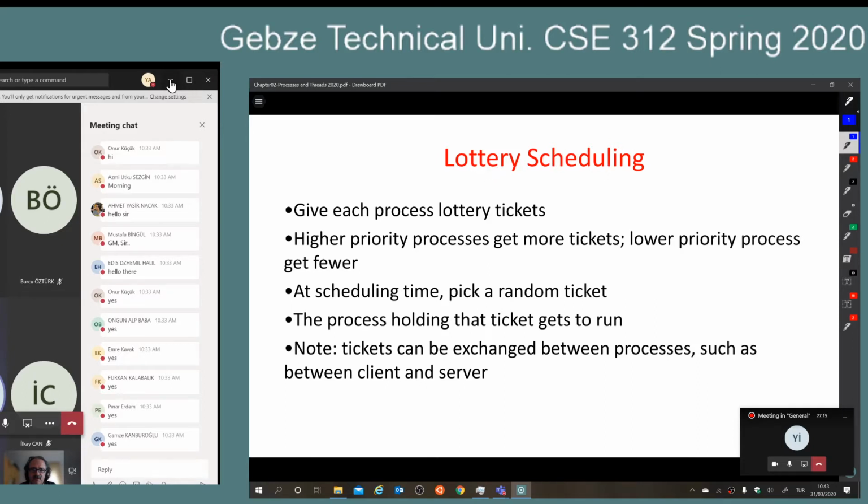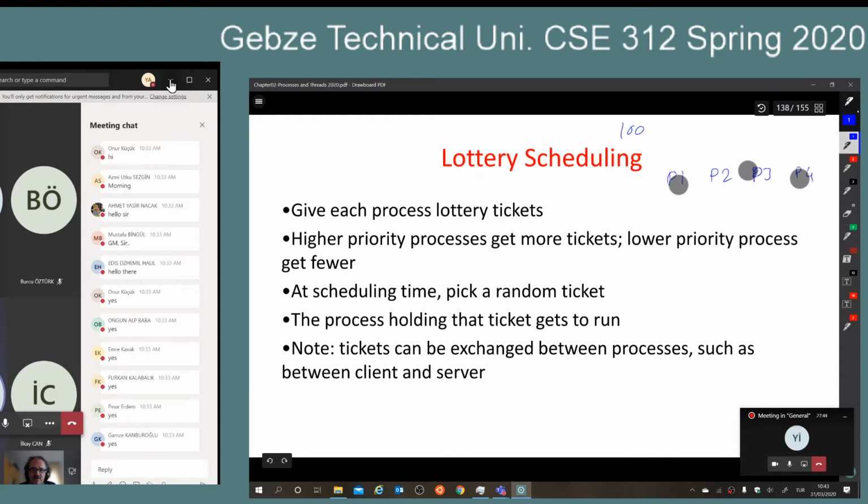Let's say I have P1, P2, P3, and P4, 4 processes. Okay, and I have, let's say, 100 lottery tickets. It's like Milli Piyango bileti, lottery tickets. So I will distribute these lottery tickets to these processes.